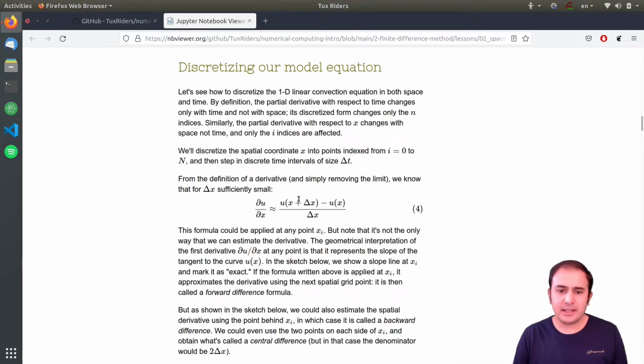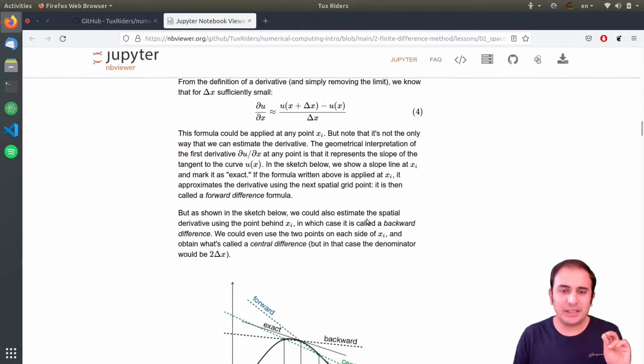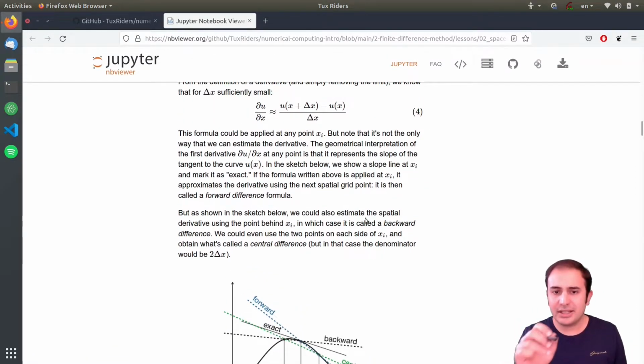Okay, let's go on. Discretizing the equation is pretty simple, but it's also very cool to see how this formulation is derived. The derivative of u with respect to x is equal to this one. This is actually the numerical differentiation, if you know it. So where does this come from?